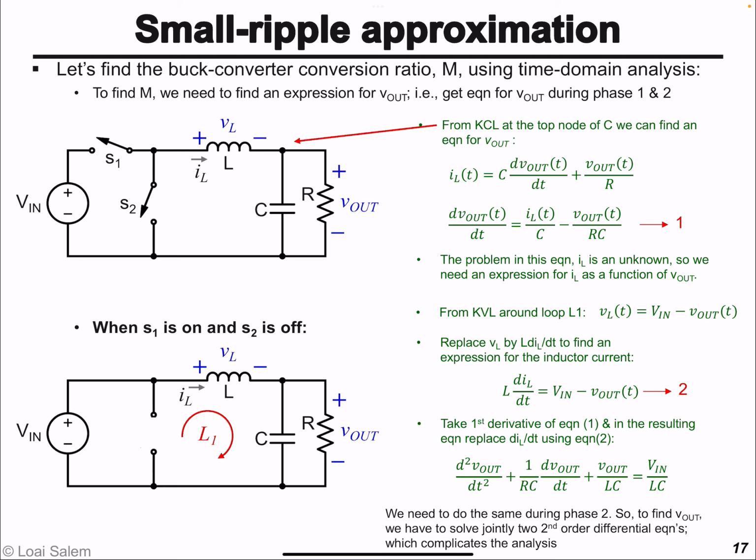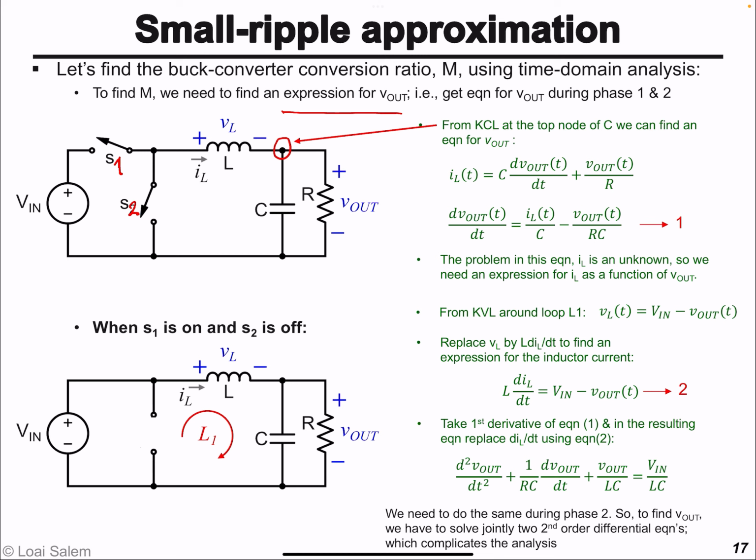So since we need the voltage conversion ratio, which is a ratio between the output and input in DC, we need to find an expression for the output voltage, a time domain expression. And to find an expression for the output voltage, we can analyze this switched circuit that has two states, one state when S1 is on and the other state when S2 is on.